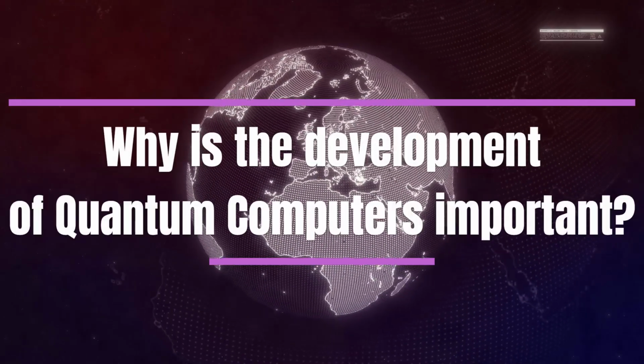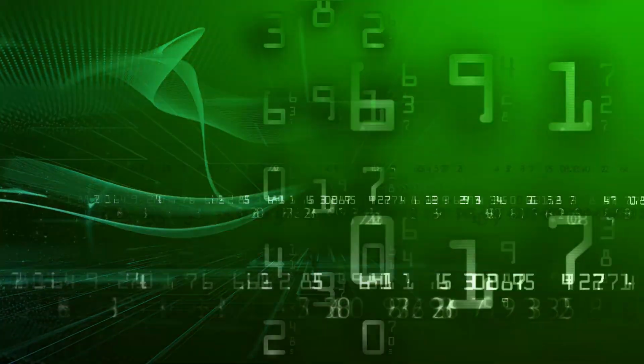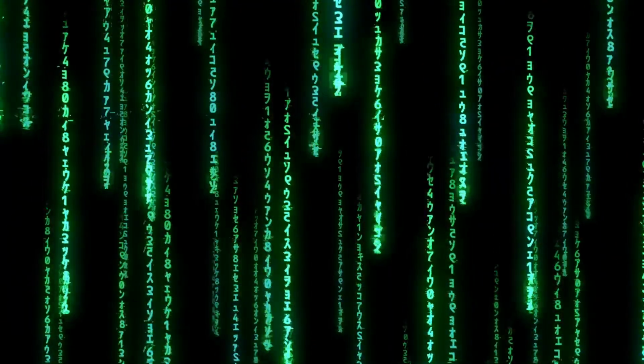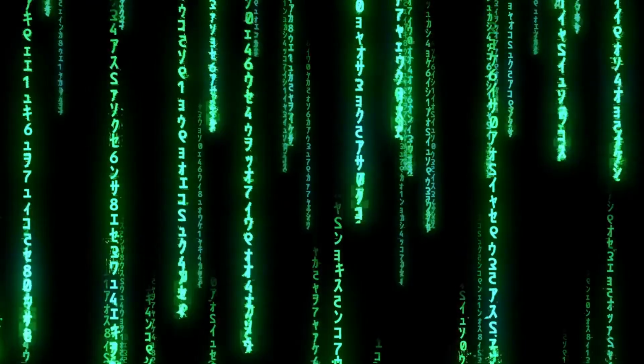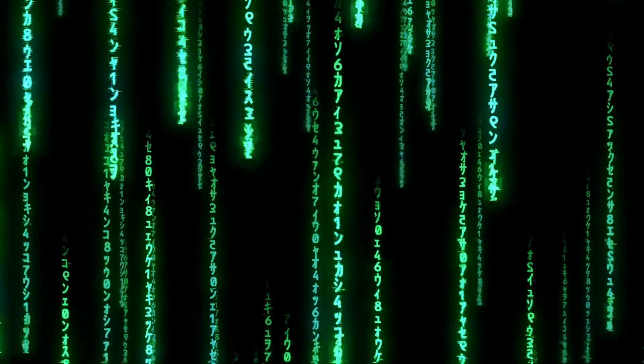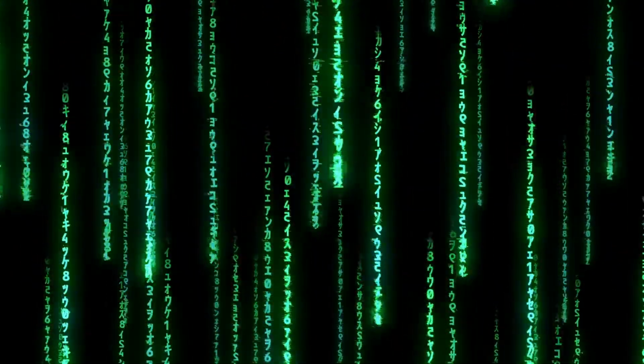But why is the development of quantum computers so important? Well, quantum computers can perform certain tasks much faster than traditional computers. One such task is factoring large numbers. This has important implications for cryptography, as it is currently difficult for traditional computers to factor large numbers, which is why much of our online security relies on encryption algorithms based on this fact.